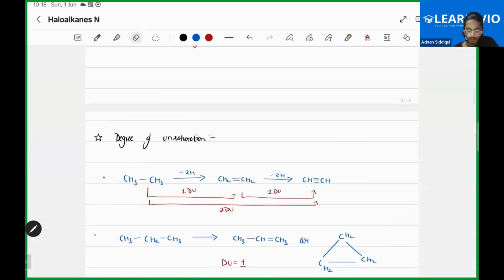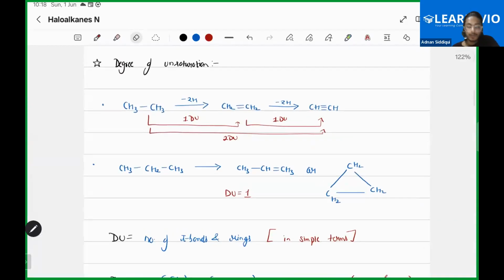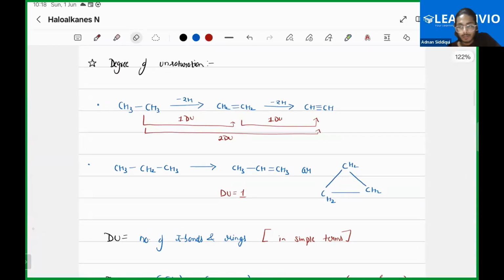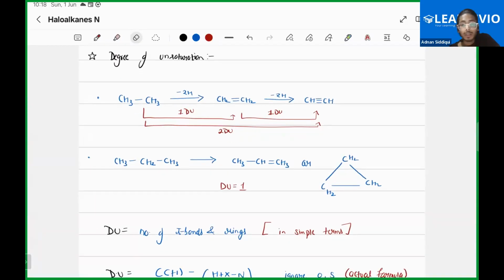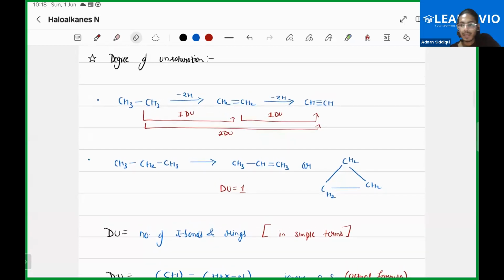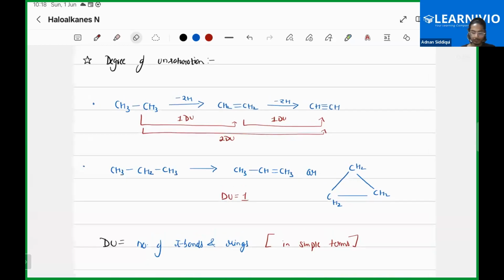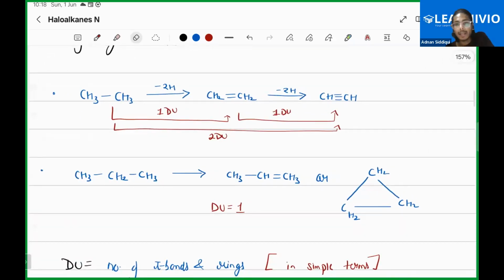Now, one more thing before we jump to the preparation part: degree of unsaturation. This is again an 11th concept. Have you heard about this term, degree of unsaturation? Yes, sir. Okay. So basically, alkenes and alkynes are unsaturated compounds, and alkanes are saturated compounds.